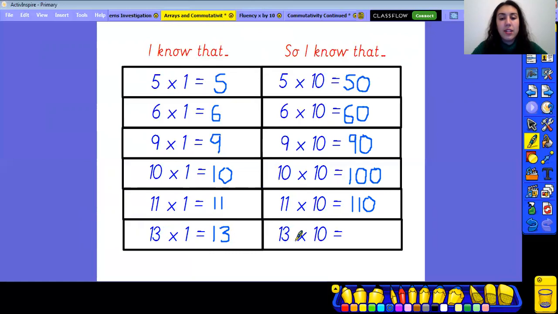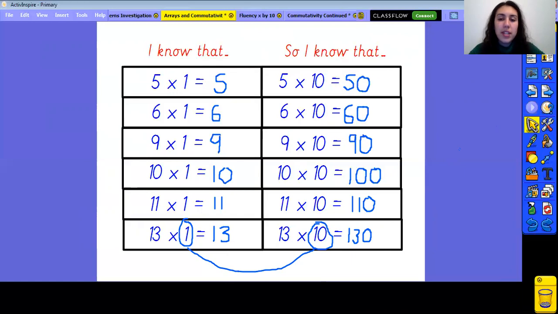And then 13 times by 10, well, I can see here I'm not timesing by 1 anymore. I'm timesing by 10, so I need to put that 0 on the end as well. So it's 13 with my extra 0 on the end as well. So 13 times 10 is 130. So tomorrow we'll start to look at why that happens.